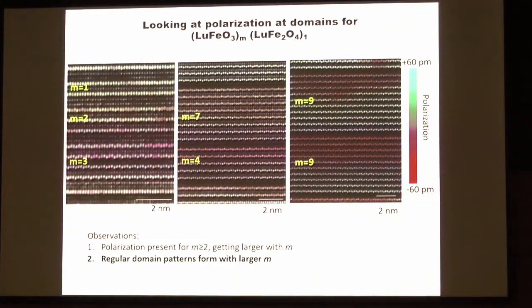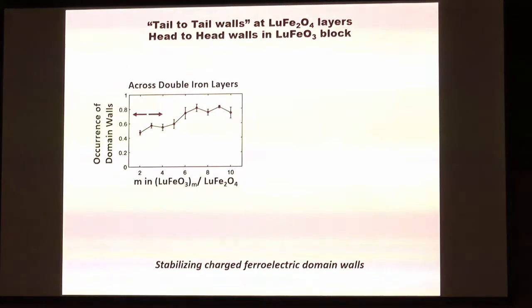But the other thing that we started noticing whenever we were looking at these crystals is that as we increase this layering pattern here, we get this regular ferroelectric domain pattern with larger M. So we're always stabilizing polarization up on the bottom and polarization down on the top of these 1,1,3 lutetium ferrite layers. And so we can do statistics from this, and we can see that the occurrence of tail-to-tail domain walls goes up as we increase the M and the superlattice layering.